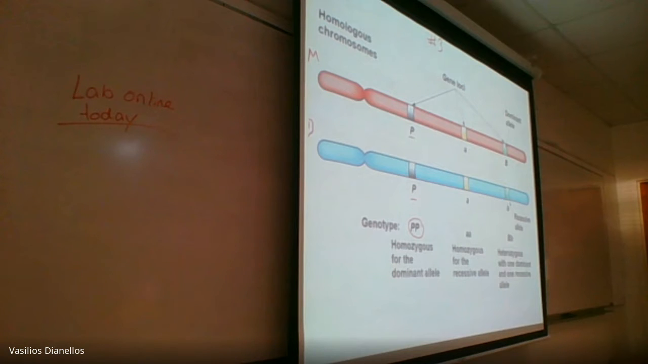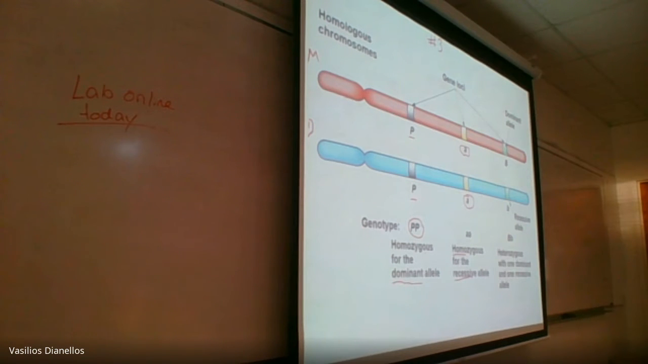Now let's look at this A gene. From your mom, you got a recessive allele, a lowercase a. From your dad, again, you also got a recessive allele. So in this case, you're still homozygous, but you're homozygous recessive as opposed to homozygous dominant.